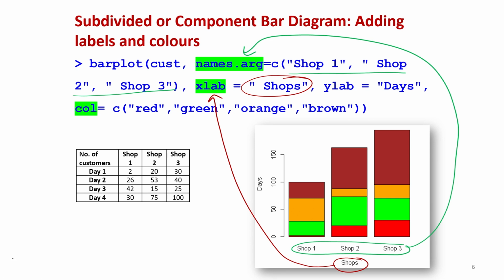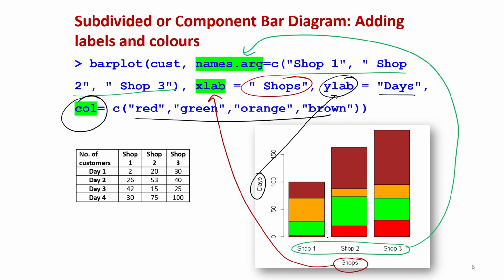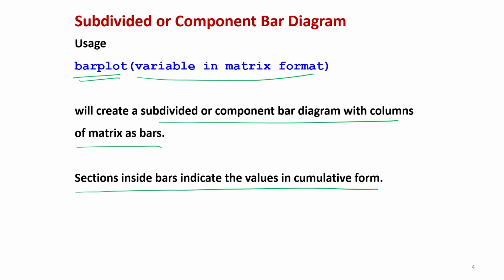And similarly, if I want to write down days, since days is given on the y-axis, here ylab is equal to days. And similarly, if I want to change the color so that I can understand it easily, I am using the command col, red, green, orange, brown, and you can see this red, green, orange and brown is the same color which has come. So you can control all other parameters of the graphic also, so that you can get a better outcome, right.